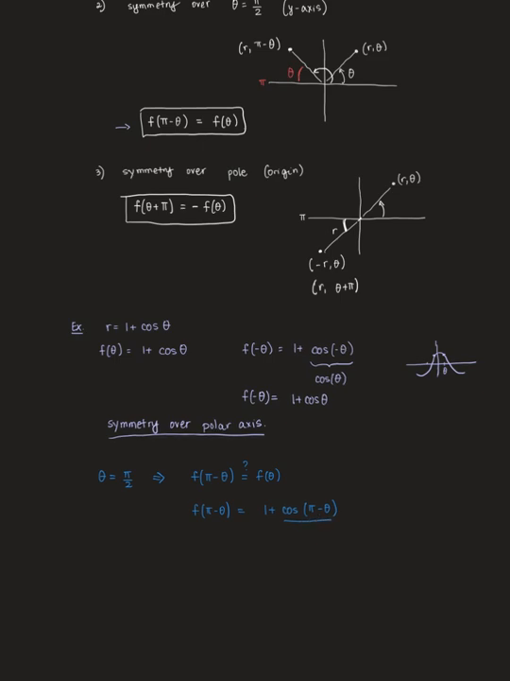Cosine of pi minus theta is not cosine theta because, let's say this is theta. Cosine of theta is the x-coordinate of that point, right? That's the cosine, x-coordinate. If I go to pi minus theta, the x-coordinate of this point is going to be negative. It's going to be negative x. So that is not the same thing as cosine of theta. So this is not symmetric about the line theta equals pi over 2.